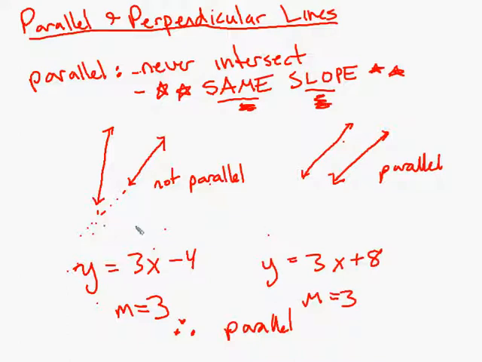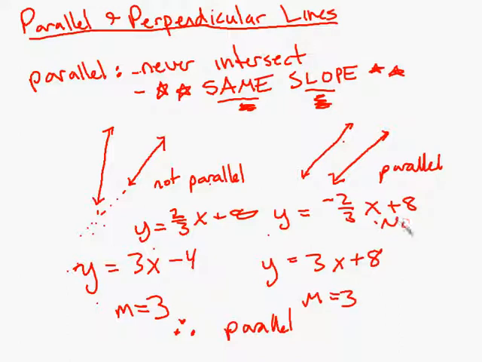Let's do another one. I'll get another example. y equals 2/3 x plus 8, and y equals negative 2/3 x plus 8. Are those parallel? No. Why not? Well, the slope of the first line is 2/3, and the slope of the second line is negative 2/3. Are those the same? No. In fact, one's going up and one's going down. They definitely intersect. In fact, they intersect at (0, 8). They intersect right at the y-axis.